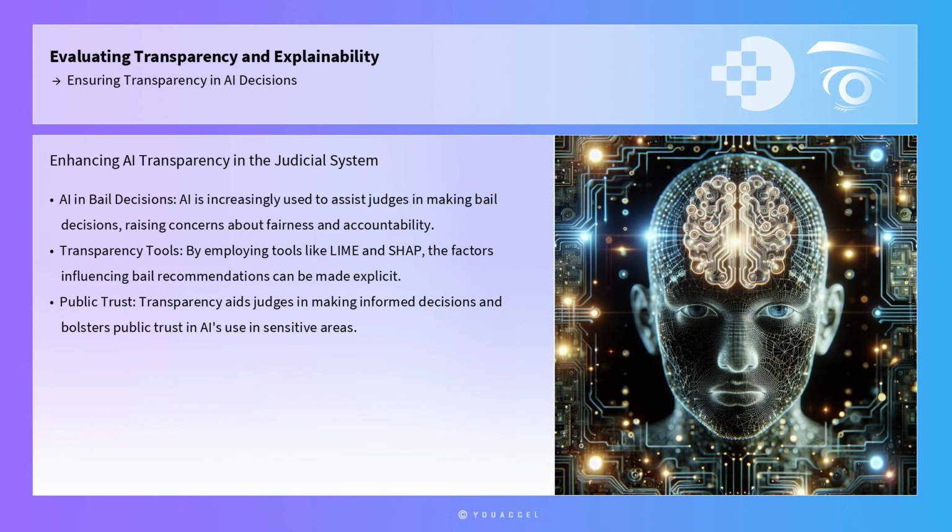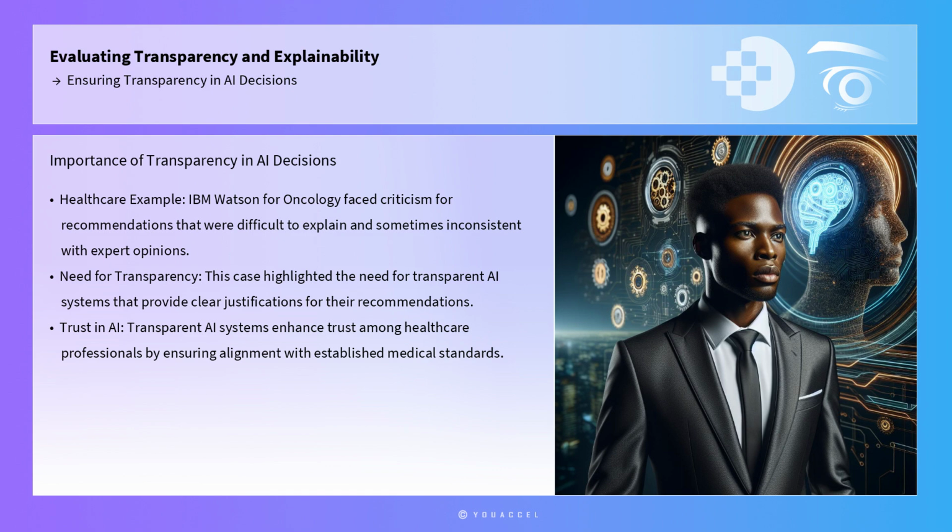Case studies further illustrate the importance of transparency in AI decisions. For example, in the healthcare sector, IBM Watson for Oncology faced criticism for providing treatment recommendations that were difficult to explain and sometimes inconsistent with expert opinions. This highlighted the need for transparent AI systems that can provide clear justifications for their recommendations, ensuring alignment with established medical standards and enhancing trust among healthcare professionals.